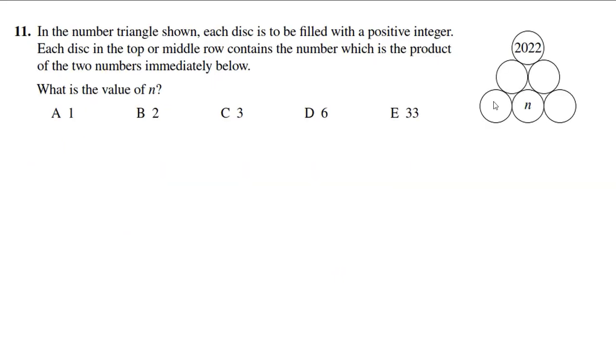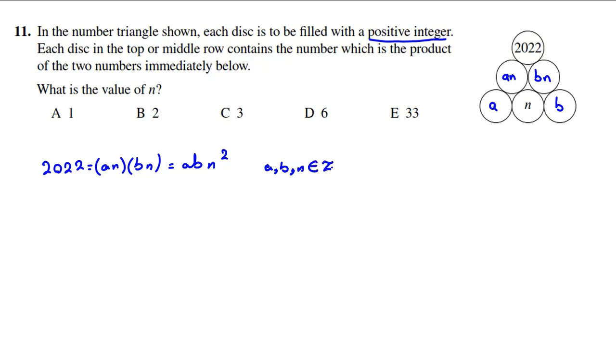Okay, so let's consider here we have n, and here, for example, we have a, here we have b. This part is an, this part is bn, and because the problem says this one is the product of this and this, an and bn, 2022 is an times bn. So it is equal to ab n squared. Now a, b, and n, the problem says, are positive integers.